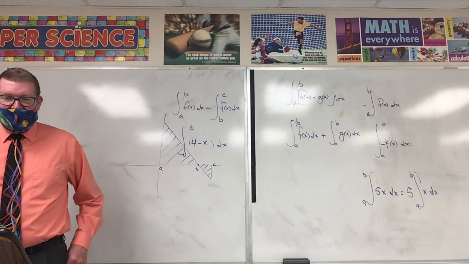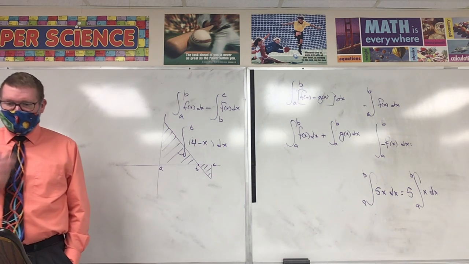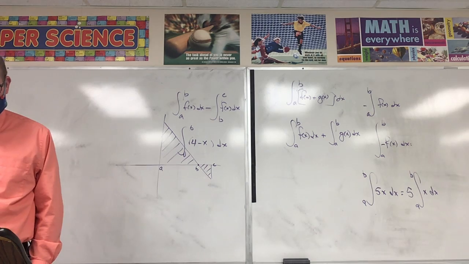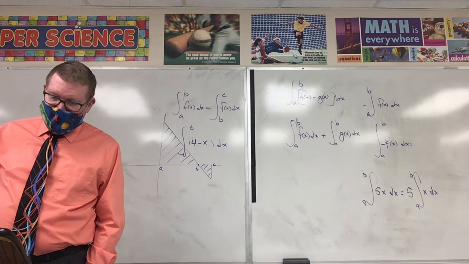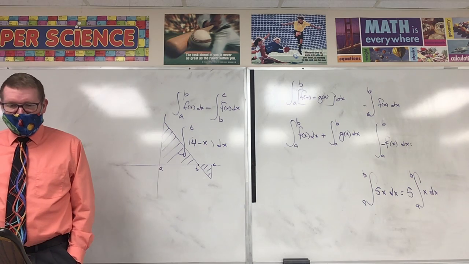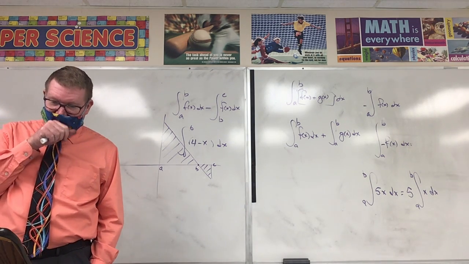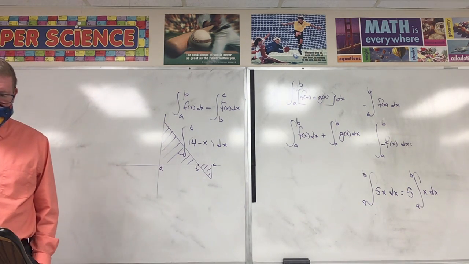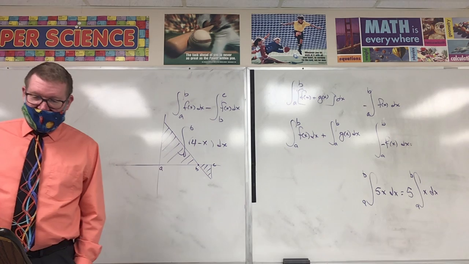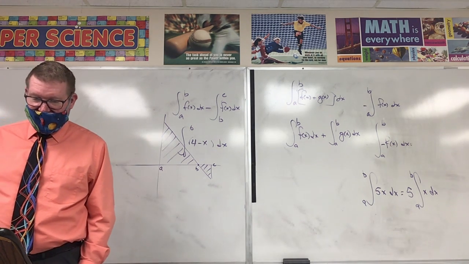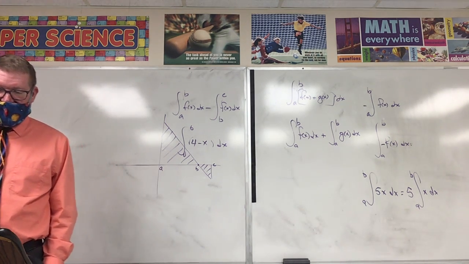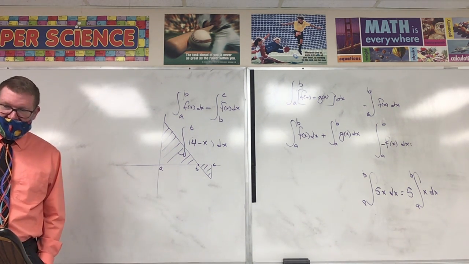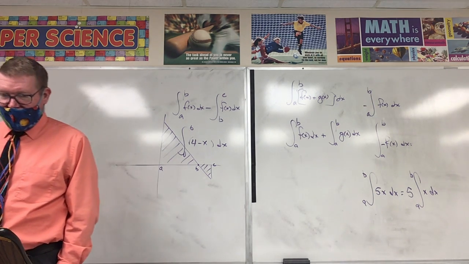All right, so let's flip over to page 290. Let's look at number 2. It says suppose that f and h are continuous functions and that the integral from 1 to 9 of f of x dx equals negative 1. The integral from 7 to 9 of f of x dx equals 5. And the integral from 7 to 9 of h of x dx equals 4. So we're going to use those concepts to figure out the integrals below.